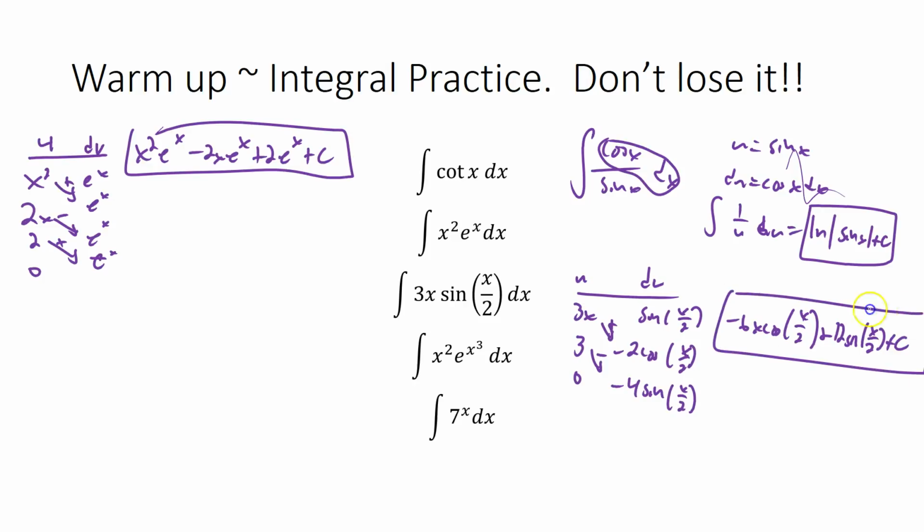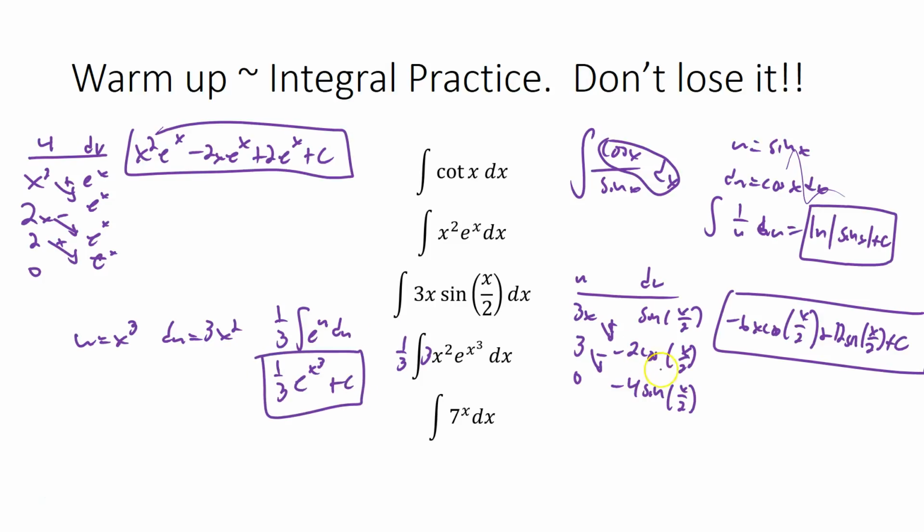There we go. All right, this guy right here, that's a u sub. u is x cubed. Then du is 3x squared. We've got the x squared, we need a 3 and a 1/3. So 3x squared dx is just 1/3 integral e to the u du. The antiderivative of e to the u is just e to the u, so this is 1/3 e to the x cubed plus c. There we go.